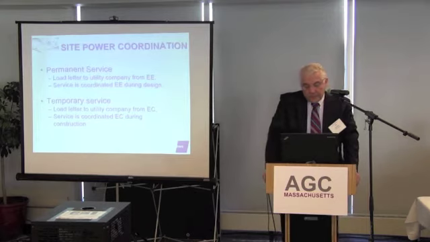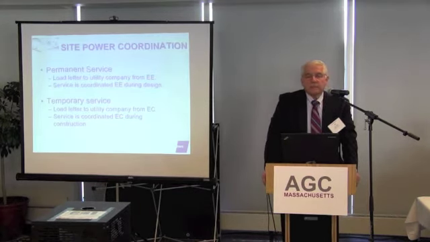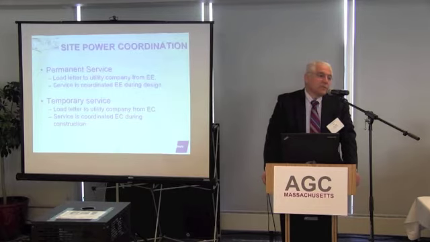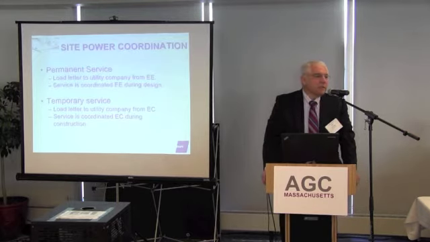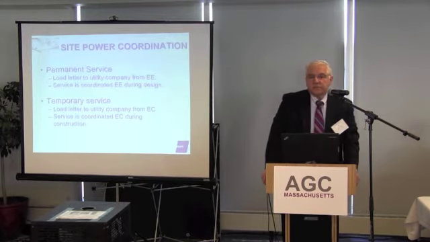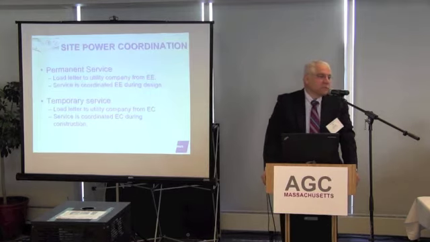We're doing several of those right now. The temporary service on a typical high-rise building could be 3,000 amps, and it's usually at 480 volts. The tower cranes that you see all over the city, their feed is a 400 amp feed at 480 volts.